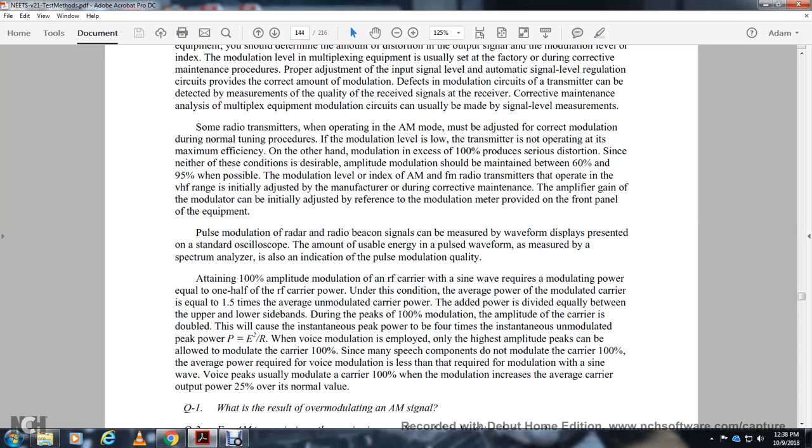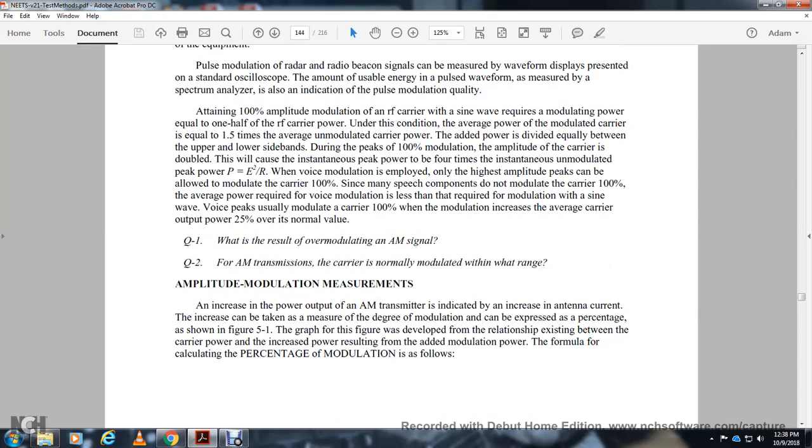Modulation is employed with the highest amplitude peak of the voice modulating the carrier 100%. Many speech components do not modulate the carrier 100%, so the average power required with voice modulation is less than that required with modulation by a sine wave. The voice peaks usually may carry 100% modulation, which increases the average carrier output by 25% over the normal value.